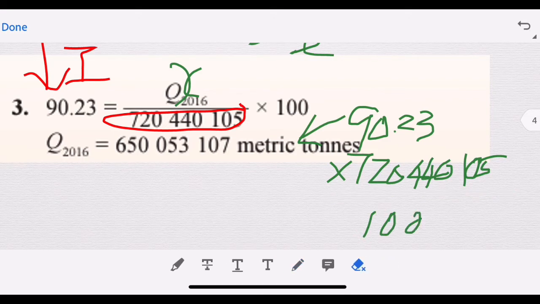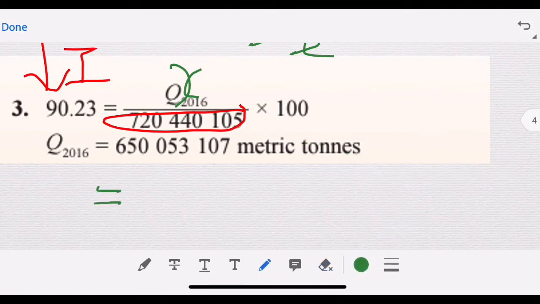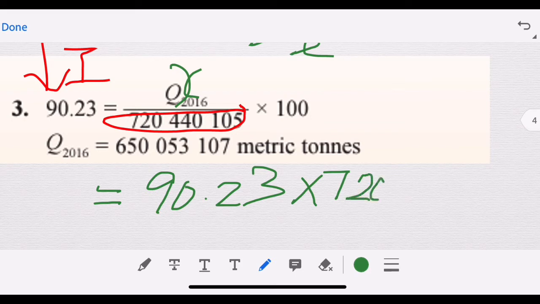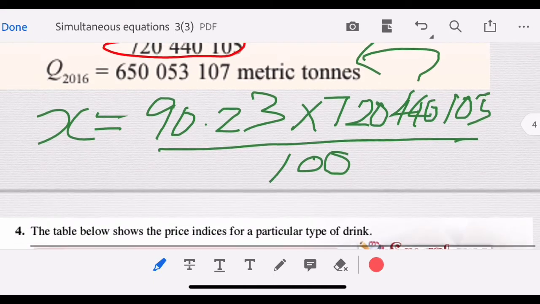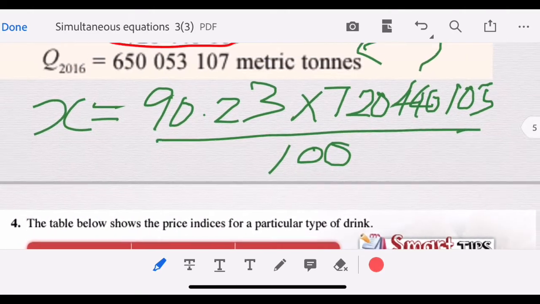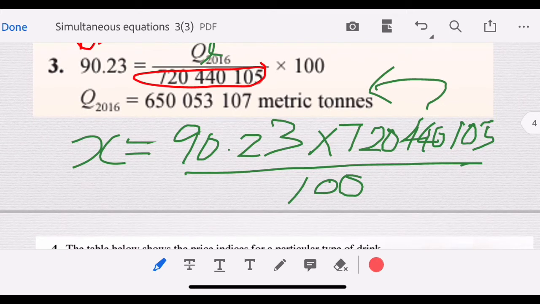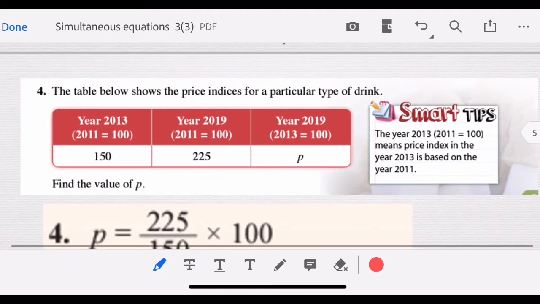Right, you got it? So I'm going to show you the steps. Basically, we can calculate the price or the quantity or the mass by multiplying with the index number. So we take 720,440,105 times 90.23, and then we divide by 100, and we'll get this answer. Alright, got it? You can call this X. X is the mass of the oil palm in the year 2016. So how to calculate that is using the same formula. You must plug in the right quantity or price using the base year and the specific year.